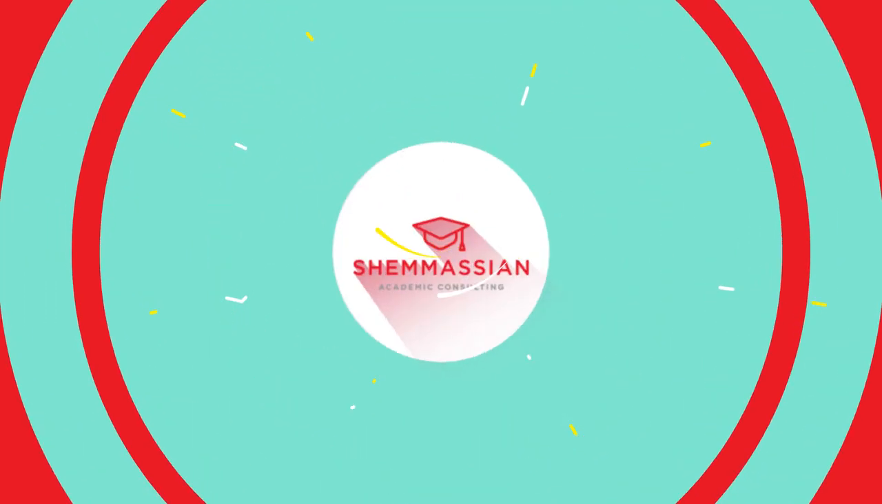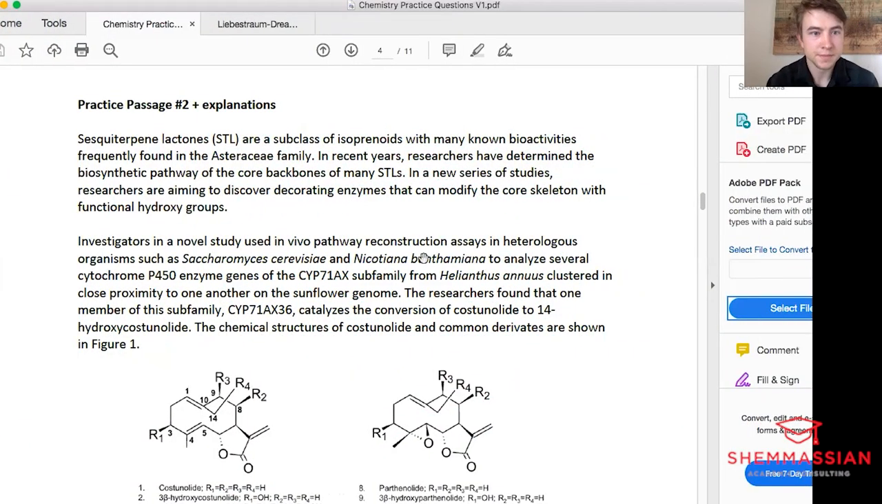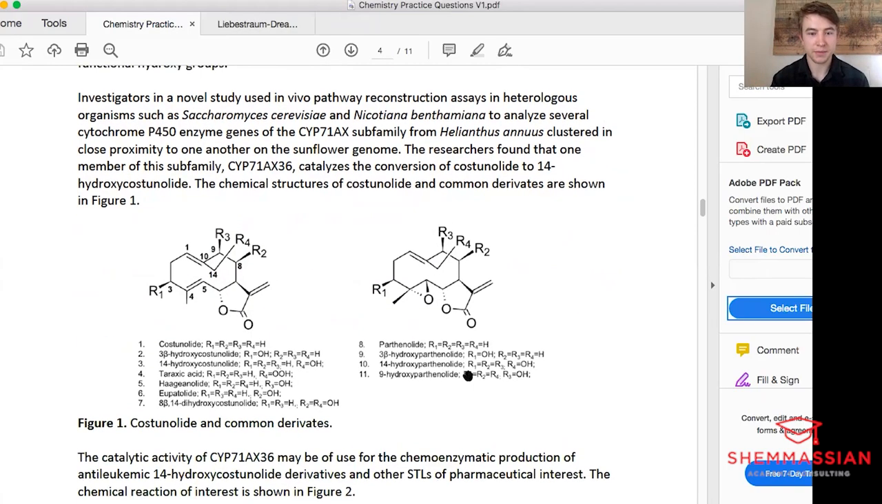So let's actually get into the chemistry and physics passage right now. And hopefully I'll be able to show you this technique in action. Okay, here it is. So practice passage two. Right away, in really broad strokes, I noticed this is probably going to be a chemistry passage.